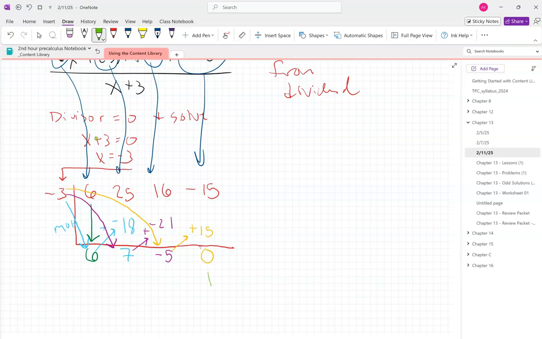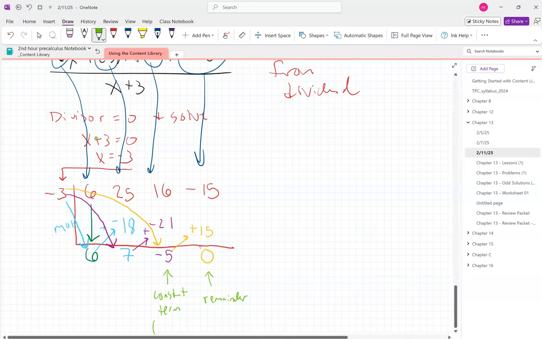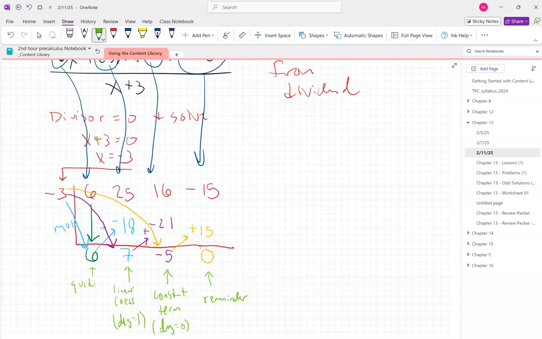So if I start on the far right, that number is your remainder. The next number is the constant term, i.e. the degree 0 term. The next is the linear coefficient, i.e. the degree 1 term. The next one would be the quadratic coefficient, i.e. the degree 2 term, and you just keep moving up 1 degree each time.